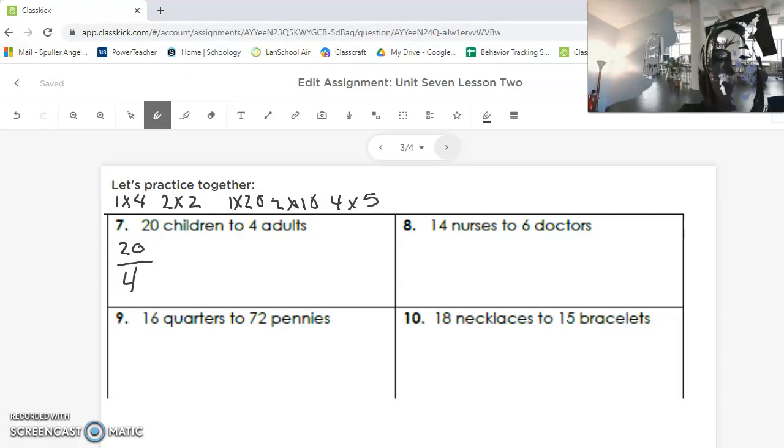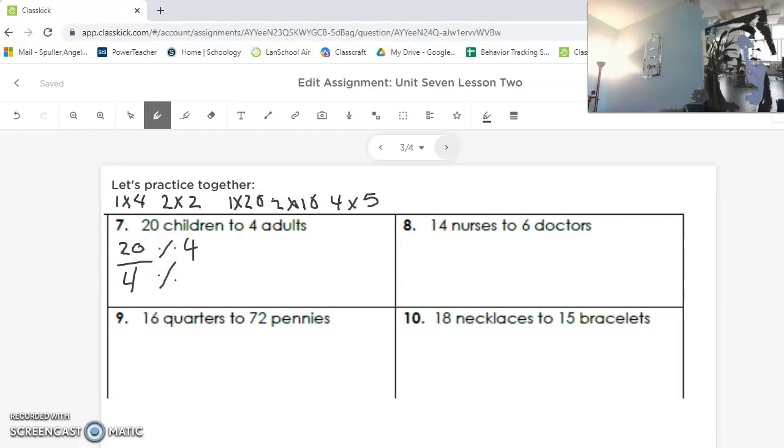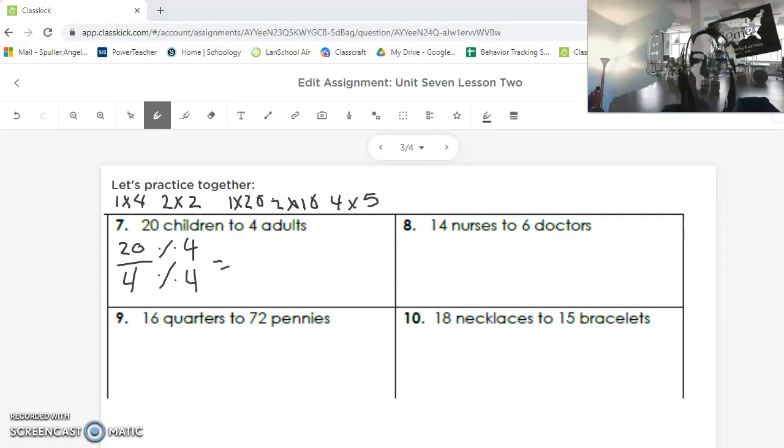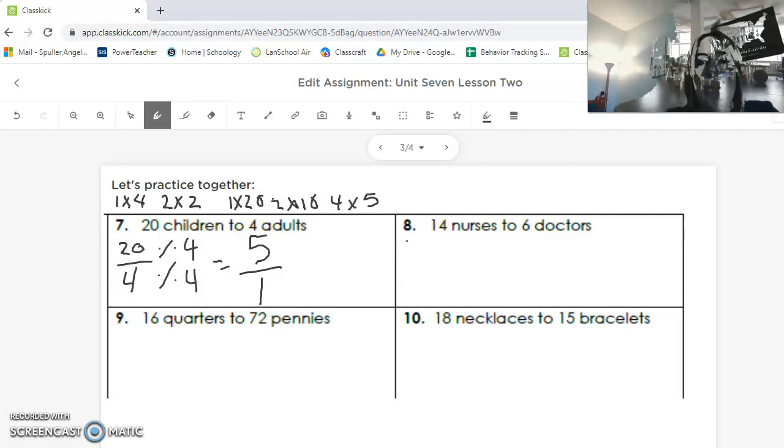Hey, look, they both have a 4. So I'm going to divide them both by 4. So 20 divided by 4 is 5. 4 divided by 4 is 1. So the ratio is 5 to 1. Okay, let's do the next one.